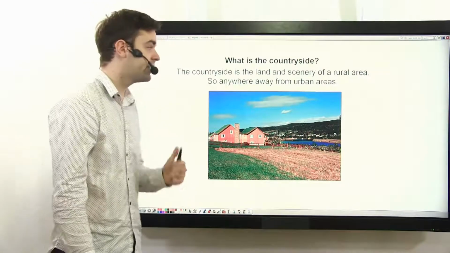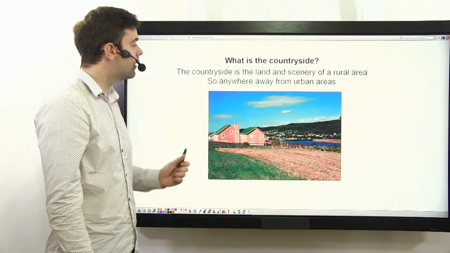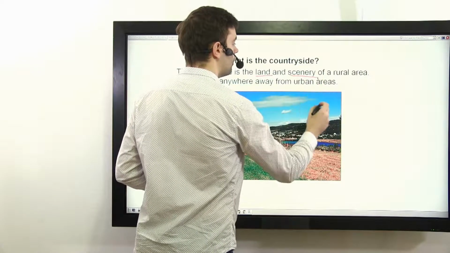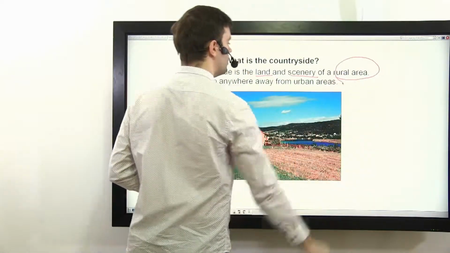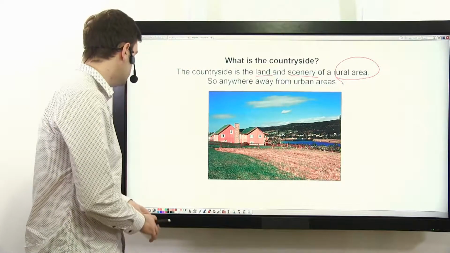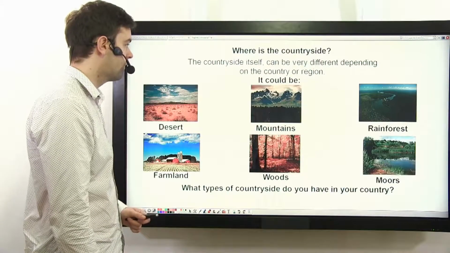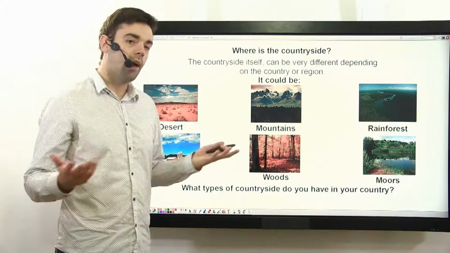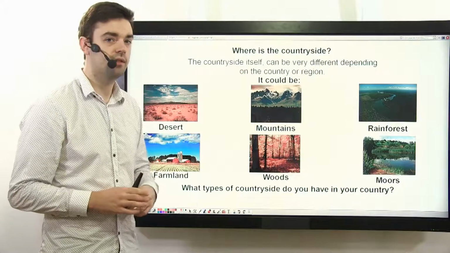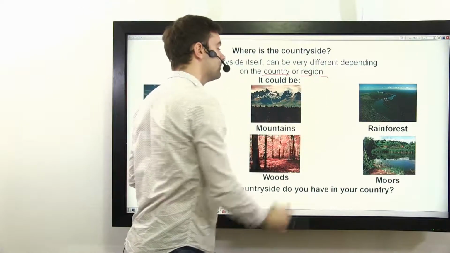So, we have the town, the city. What about the countryside? The countryside is the land and scenery of a rural area. So anywhere away from urban areas. Where is the countryside? Well, the countryside itself can be very different depending on the country or the region.